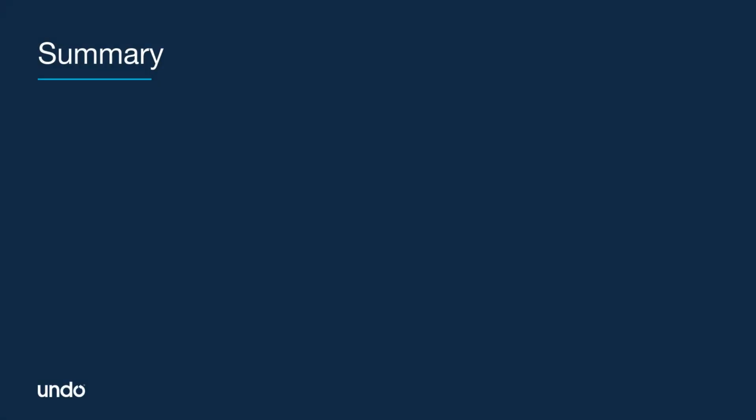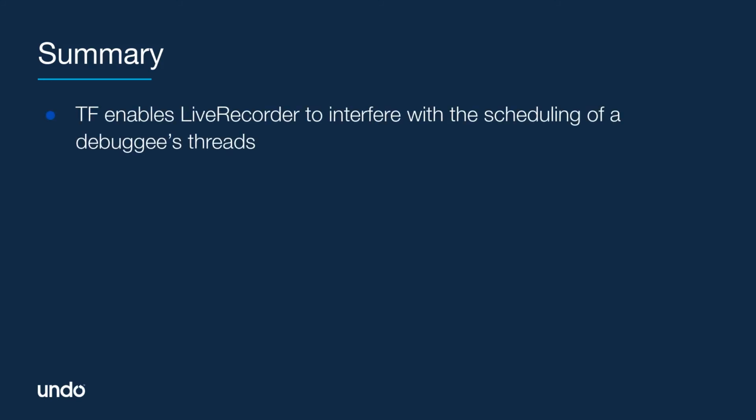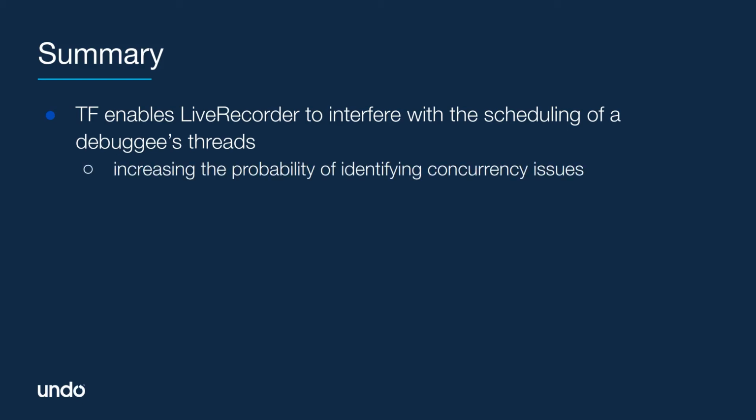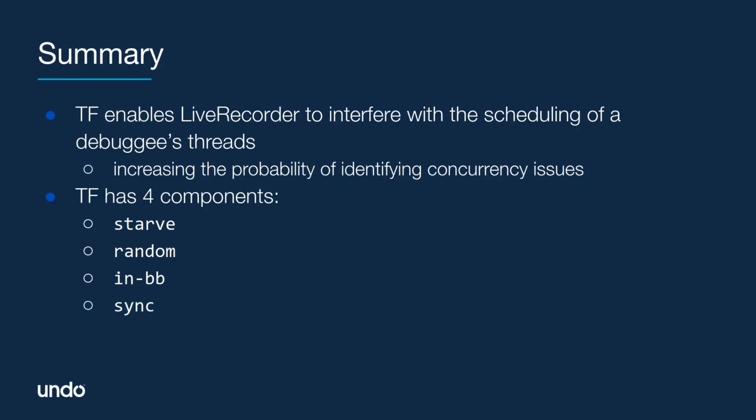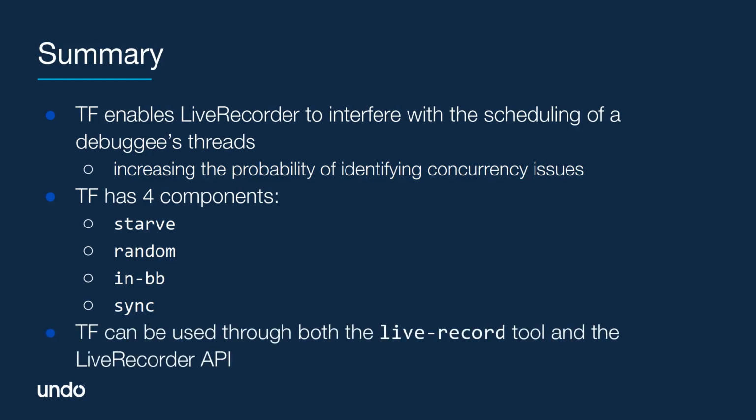In this tutorial, we have presented the thread fuzzing feature of Undo's LiveRecorder. Thread fuzzing enables LiveRecorder to interfere with the scheduling of the debuggee's threads, thus increasing the probability of identifying concurrency issues. There are 4 components implemented in the thread fuzzing feature: starve, for delaying the execution of a thread; random, for doing a thread switch after a random number of basic blocks; MBB, to allow thread switching while executing a basic block; and sync, to allow thread switching around locking and syncing instructions. Thread fuzzing can be used through both the LiveRecord tool and the LiveRecorder API.